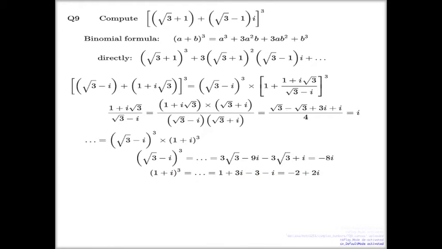Similar binomial for the second factor, 1 plus i cubed. Similar binomial expansion. This is the expansion, and that's the result. You're subbing in the computations in here and in here. And that's 16 plus 16i. Yeah. Any questions?